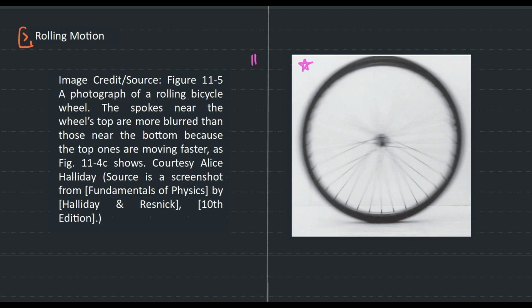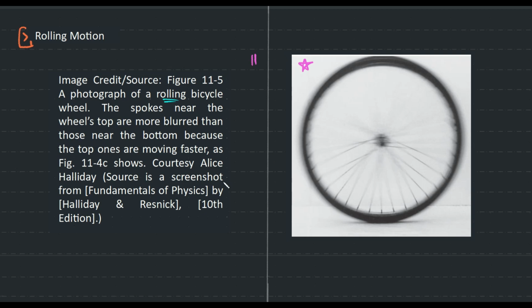What is it that we are looking at? We are looking at a wheel. Okay, it's a bicycle wheel. And by the way, it's an actual photograph. This is from a book, Fundamentals of Physics, so I have taken it from there. And it's an actual photograph of a rolling bicycle.